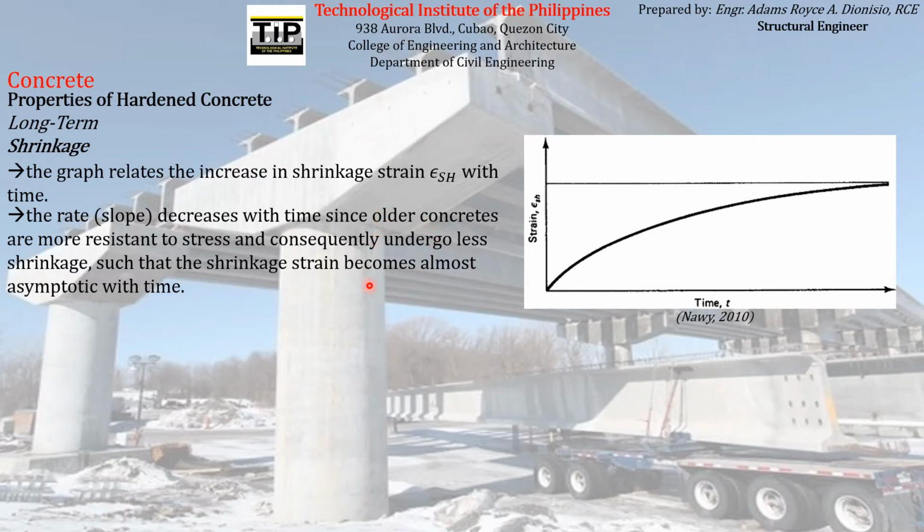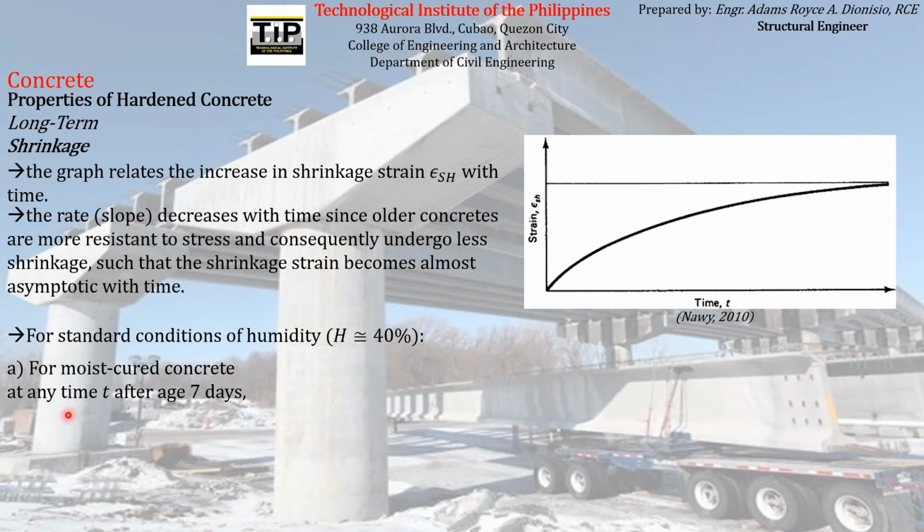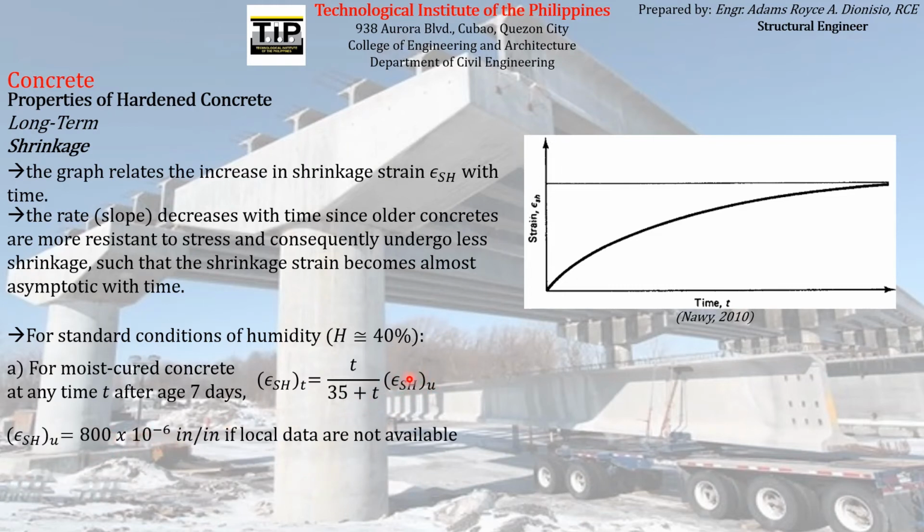There is a way to compute shrinkage strain, but the formulas we will see here are only applicable for standard conditions of humidity, which is humidity equal to 40%. For moist cured concrete, the formula for shrinkage strain is this, with the value of this. This is the ultimate shrinkage strain. You can use this value if local data are not available.